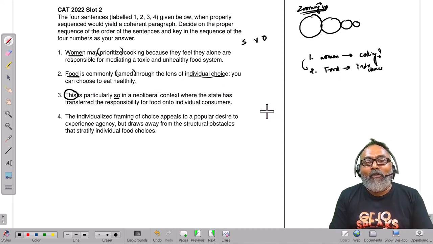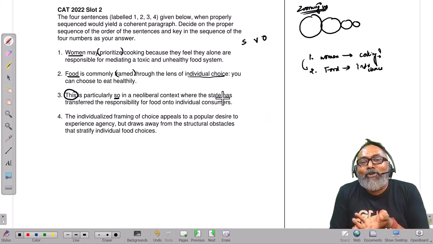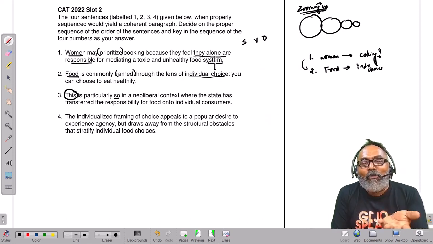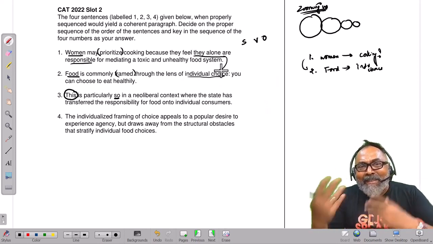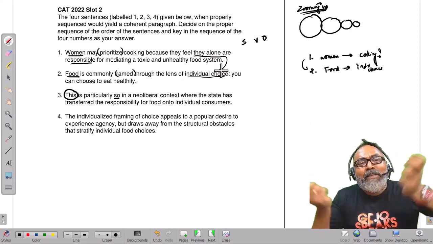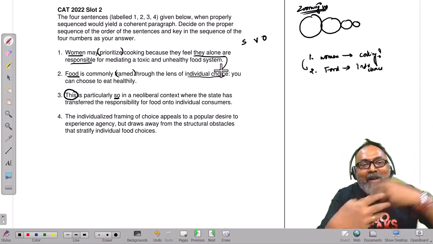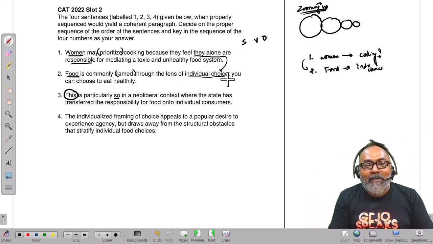Women prioritizing cooking is not a choice, because they alone are responsible. It's not a choice to them. They feel they alone are responsible. It's not a choice only. So we already see that it's not getting connected between these two sentences. It probably needs some sentence in the middle to navigate between these two very different discussions that are happening, right?